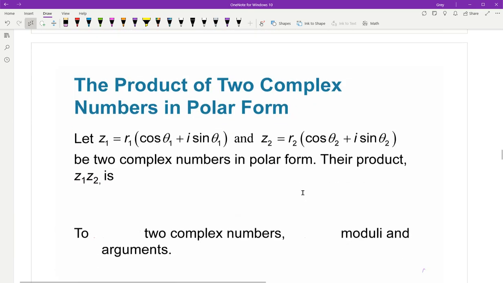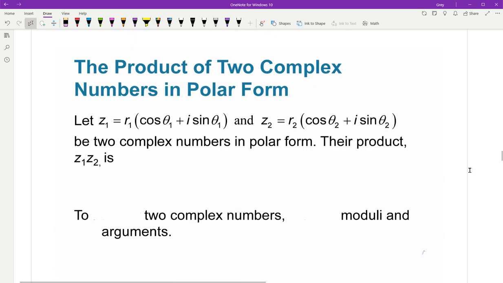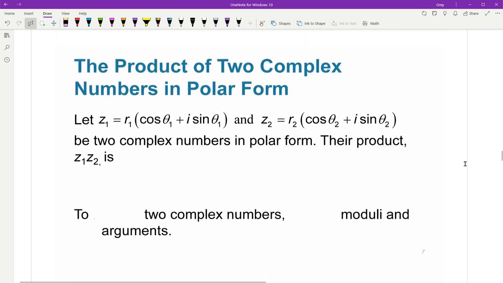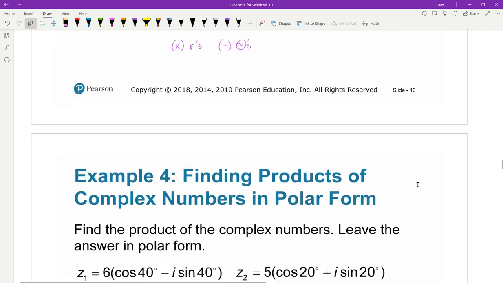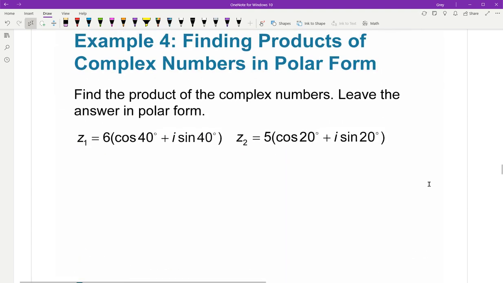Okay. So next, the product of two complex numbers. If I show you the formula, y'all, you might think that looks really complicated. Here's the formula, okay? But really, it's not that hard. To multiply two complex numbers, you multiply the moduli and add the arguments. If you don't remember those vocab words, that means you're going to multiply the r's and add the thetas. Multiply the r's, add the thetas.